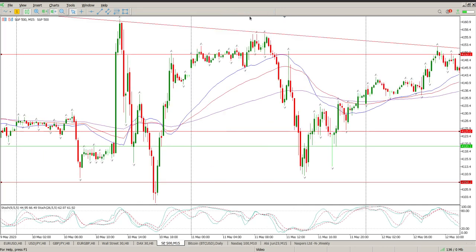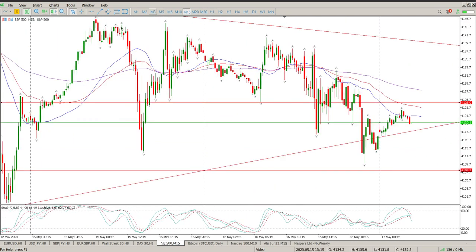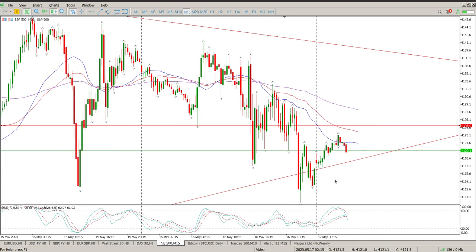So not entirely convinced yet, but the fact that we are continuing to make lower highs here, and with this little close below, you can see there, it's a double bottom close below the trend line, but that is very much what's in play at the moment. So, to summarize, I would be interested in a rejection of 41.25.